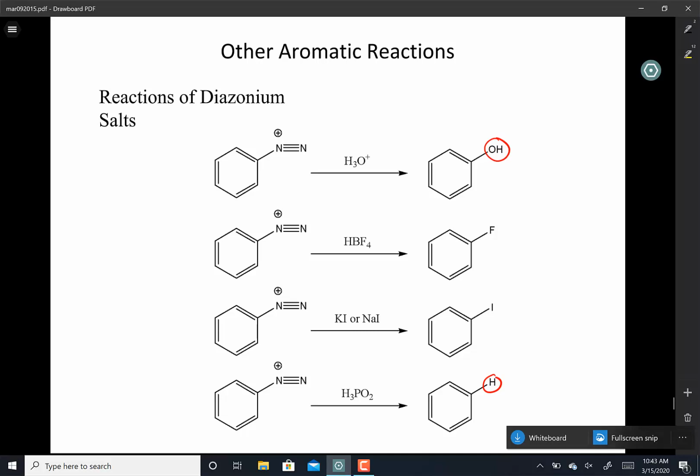So diazonium salts are going to let us add a whole bunch of groups to the ring that we couldn't before. The whole idea here is that if you go back to our original chart, I'd like to be able to add every single group to that ring. And so I've got most of the reactions for most of them now.